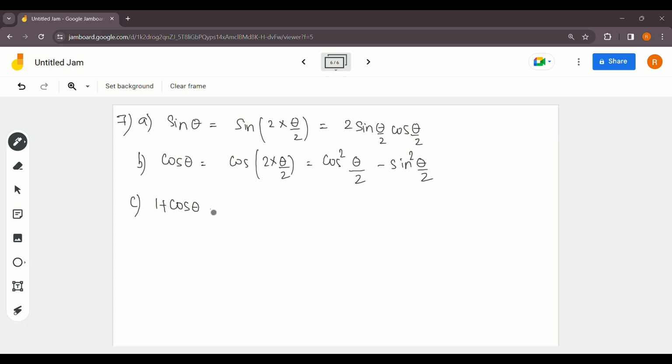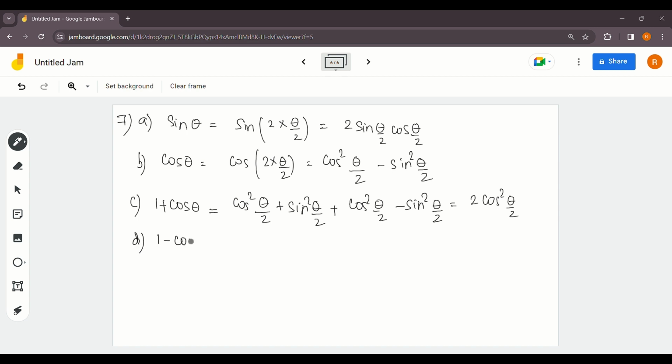So 1 plus cos theta. Here 1 I can write as cos square theta by 2 plus sin square theta by 2, plus cos theta. I am applying what we learned in B. So cos square theta by 2 minus sin square theta by 2. I hope all of you are able to understand, because 1 is cos square theta plus sin square theta. Since it is expressed in half angle, I am trying to express everything in half angle. So now sin square and minus sin square cancel out, so you get 2 cos square theta by 2.